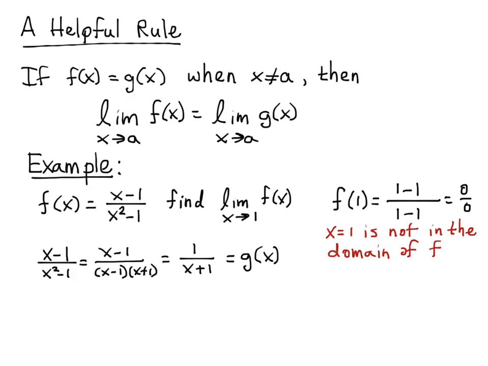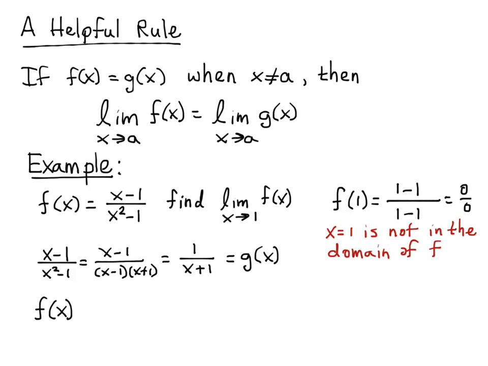Okay, so I'm going to factor out that x squared to be x minus 1 times x plus 1, and so the x minus 1's cancel, and I get 1 over x plus 1, and that's g of x, okay? So for every value except when x equals 1, f of x equals g of x, right? Because these are equivalent expressions with the exception of where you have the domain exclusion in f.